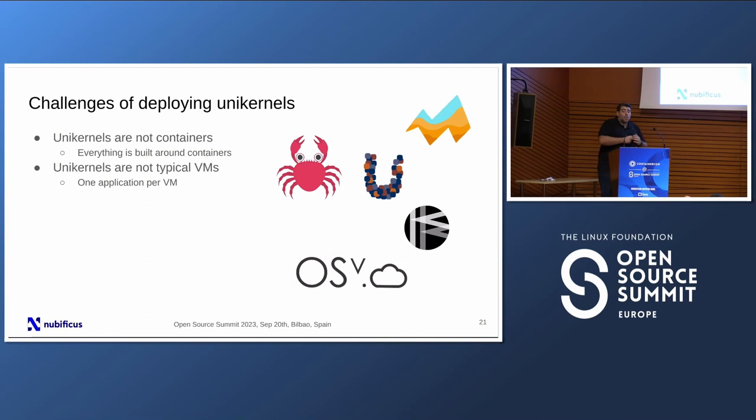However, there are challenges in deploying unikernels in a cloud-native way, and these challenges are mainly around the packaging. This means that unikernels are not containers, so the whole tooling around containers, which is really great, is not there. And unikernels are not typical VMs, because they only have one application. So it's a single application thing. It's a specialized VM. All the tooling that exists for containers and VMs can be reused, but not as is. You have to tailor the system software stack to be able to deploy unikernels as containers or as VMs.